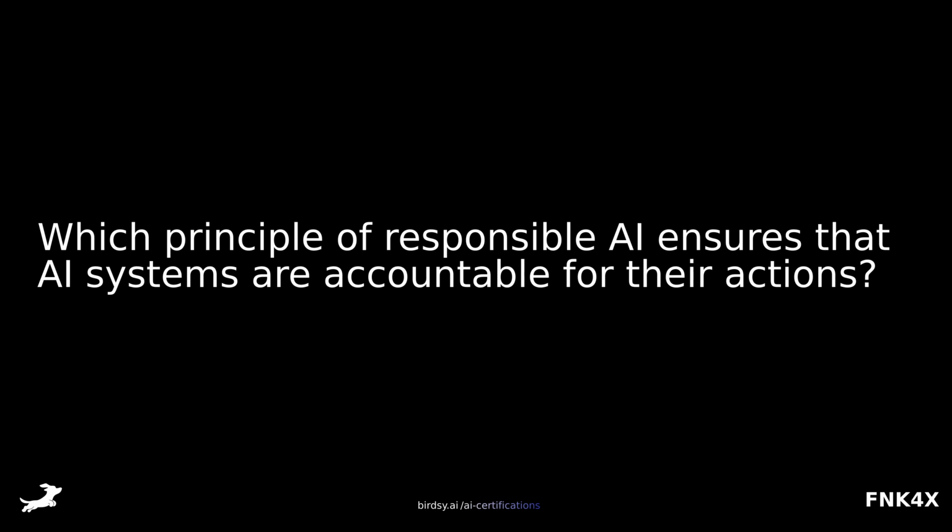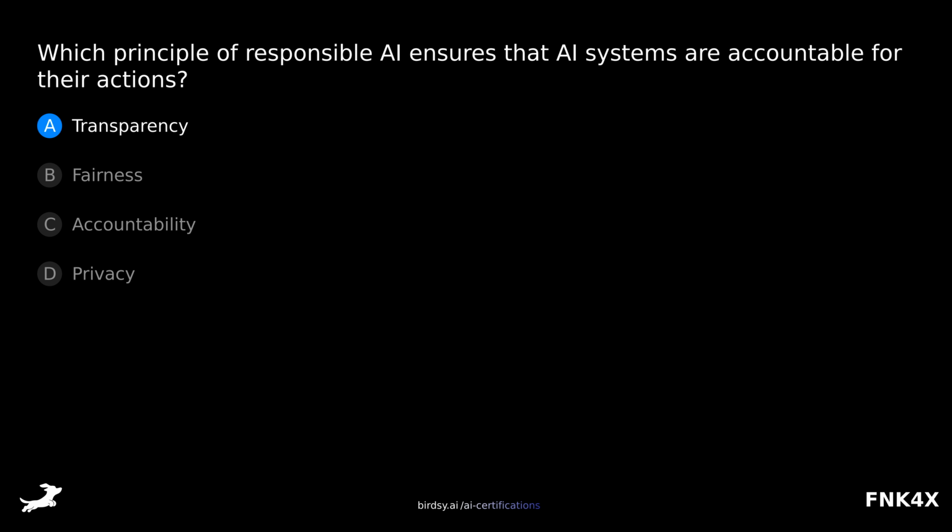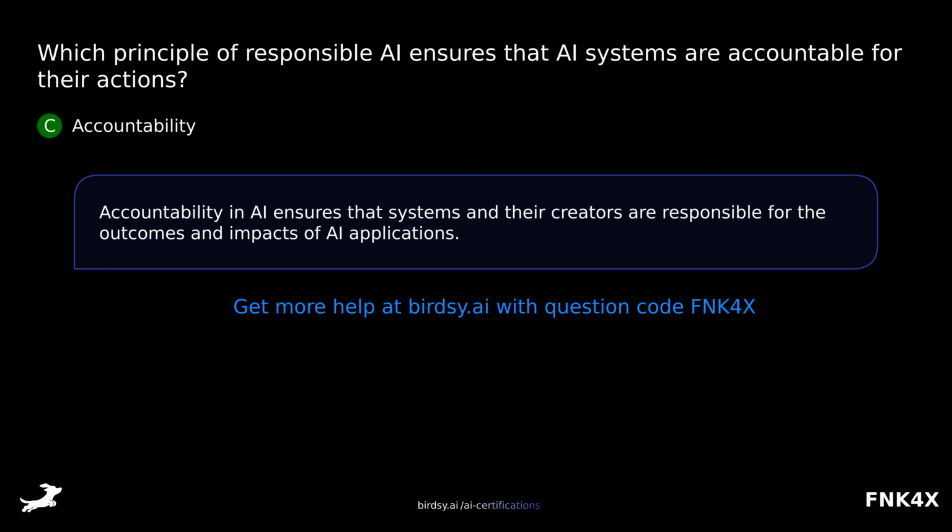Which principle of responsible AI ensures that AI systems are accountable for their actions? Is it A, transparency, B, fairness, C, accountability, or D, privacy? The answer is C, accountability. Accountability in AI ensures that systems and their creators are responsible for the outcomes and impacts of AI applications.